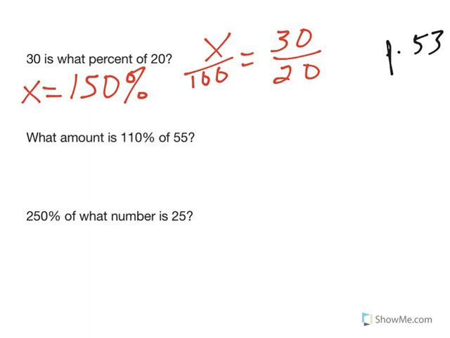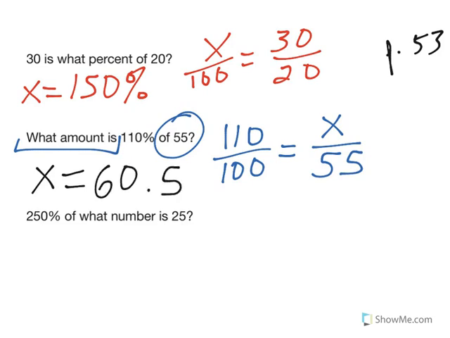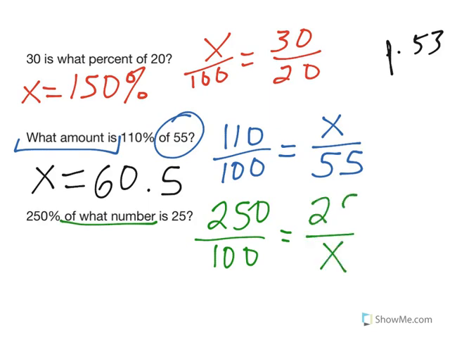In the second one, what amount is 110%? Ooh, I see percent. I automatically put it over 100. Now, what amount is on top of 55, so that goes on the bottom. And I come up with an answer after I cross multiply and divide, and I should get 60.5. Last but not least, 250%, percent over 100 of what number? Of's on the bottom, is 25. Cross multiply, do some math, dance a little jig, and you get a value of 10.